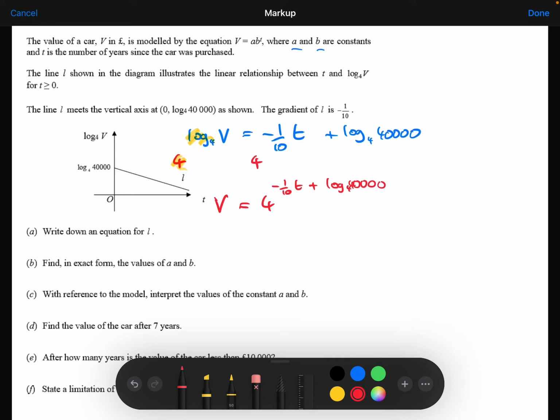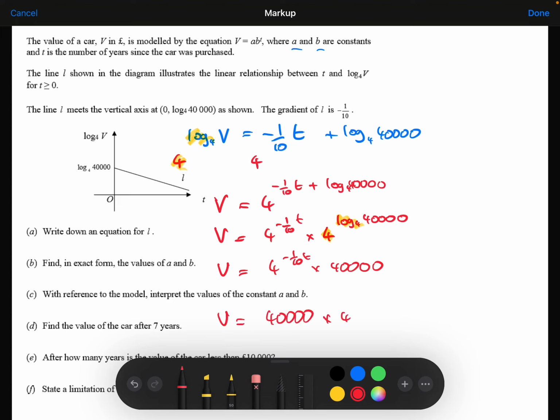And now I'm going to use index laws to split this up. The powers are being added, so that's the same as multiplying the bases. And again, here I've got 4 to the power of log base 4, which are inverse operations, so they're going to cancel out and leave me with just the 40,000. Let me just rewrite this with the number at the front. So the 40,000 times the 4 to the power of minus 1/10 t.